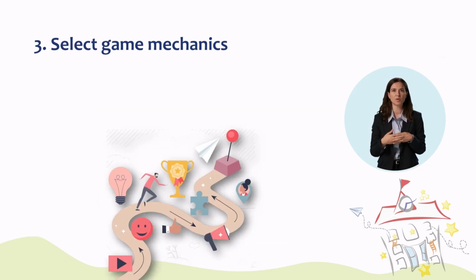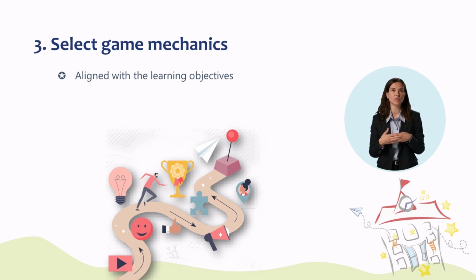The third step in the process of designing gamification for learning situations is to select game mechanics and design elements that effectively motivate and engage students. This step involves choosing specific mechanics that closely align with the identified learning objectives. To illustrate this, let's consider a learning objective focused on improving math skills. In this case, game mechanics such as problem-solving puzzles, math quizzes, or interactive simulations can be employed.